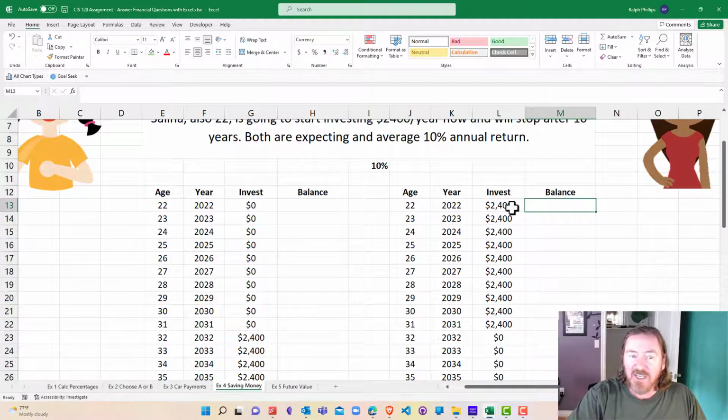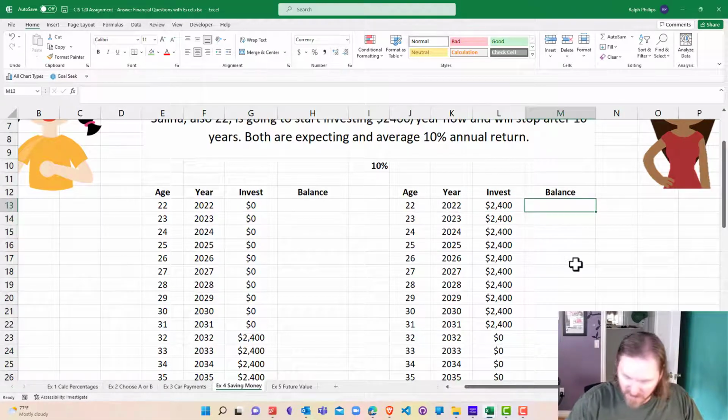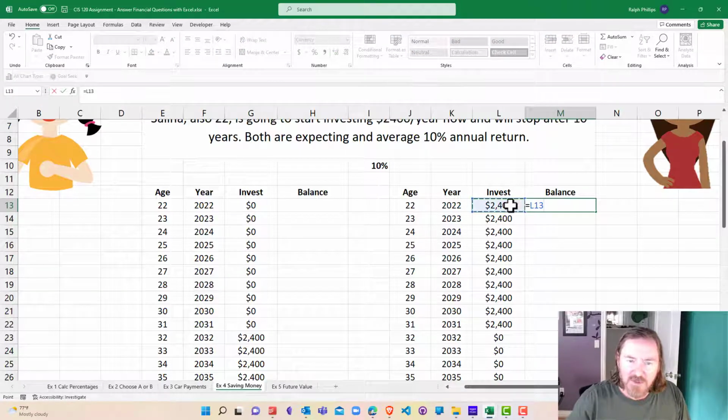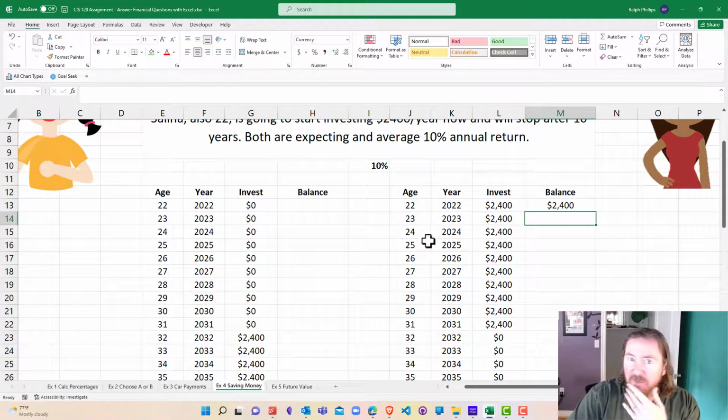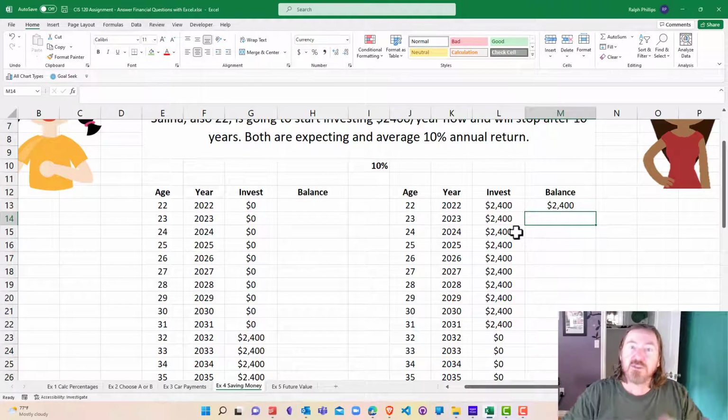So if I invest $2,400 on January 1st in 2022, that means I'm going to get some investment return on that amount in that very first year. But obviously, if I wait and invest it on December 31st of 2022, that means I'm not going to end up with any growth for that first year, and my balance would simply be equal to that first investment amount. So it depends on how you want to go. And either way is good for comparing two scenarios, just depending on if you're comparing them equally.